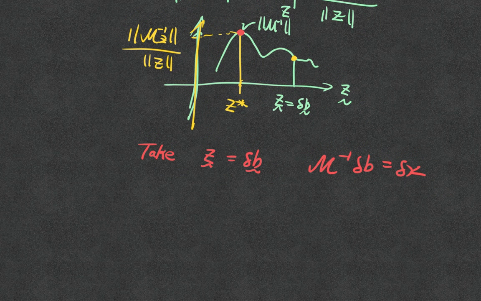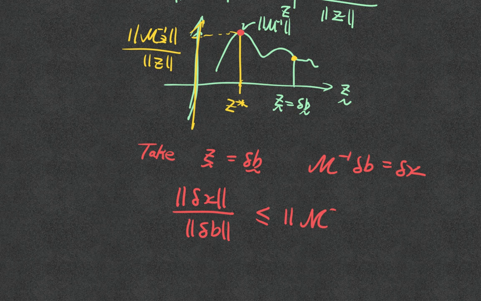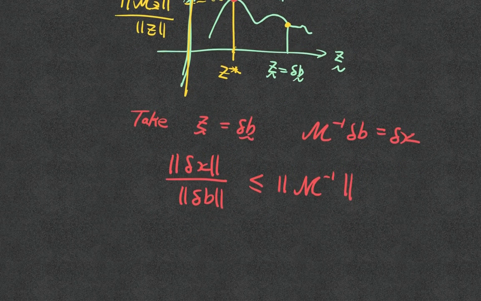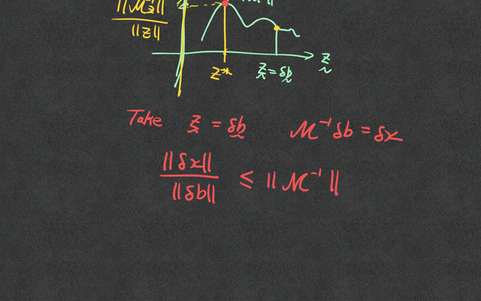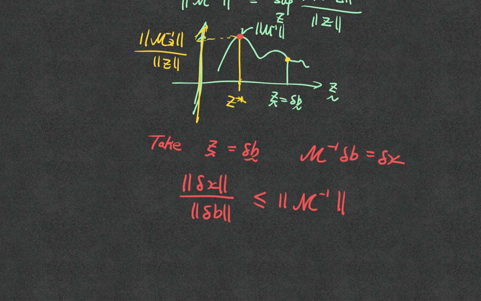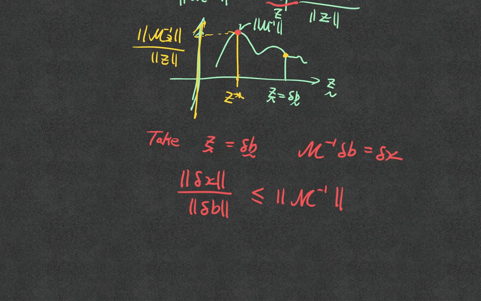So now, if I look at this, then I can say that the matrix norm of the perturbations of the X divided by the perturbations corresponding to B is always bounded by the norm of M minus 1. Okay? Can you see that? Just by the definitions of this. Now, what is the next step?